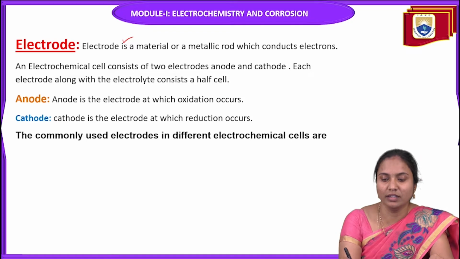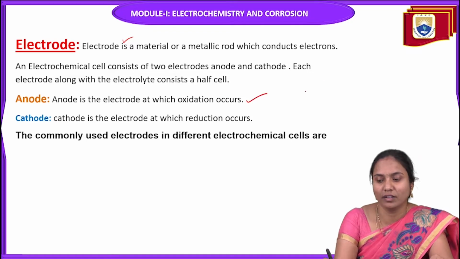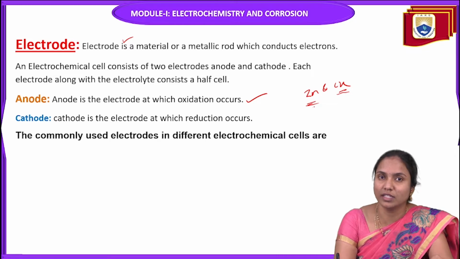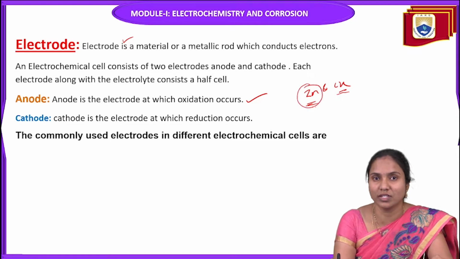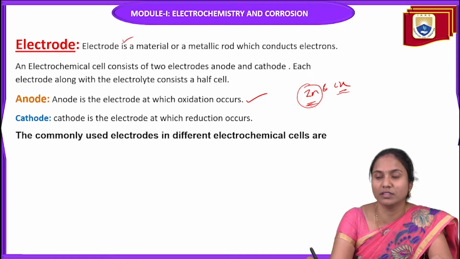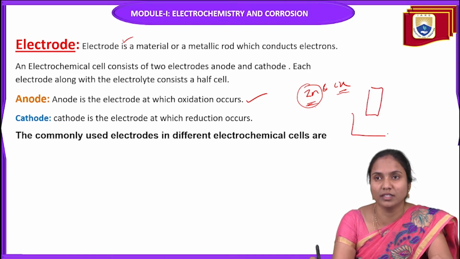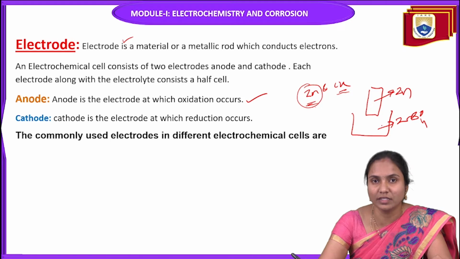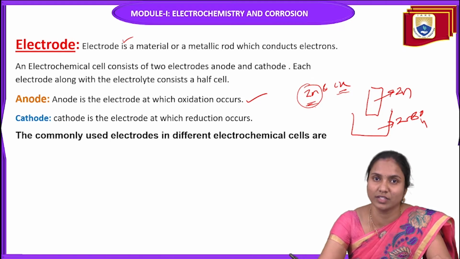For example, here is the zinc and copper galvanic cell. In this, zinc always acts as anode and copper acts as cathode. Zinc is an electrode which conducts electrons. Here zinc acts as anode, so at the anodic area oxidation reactions take place. When the zinc electrode is dipped in zinc sulfate solution, it is considered as one half cell, the oxidation half cell.